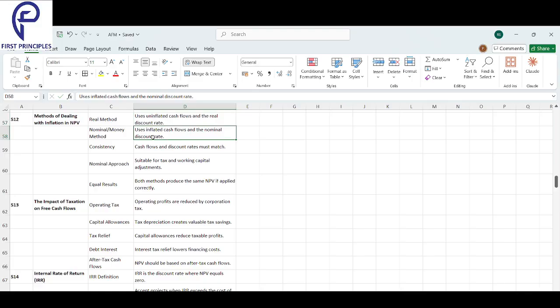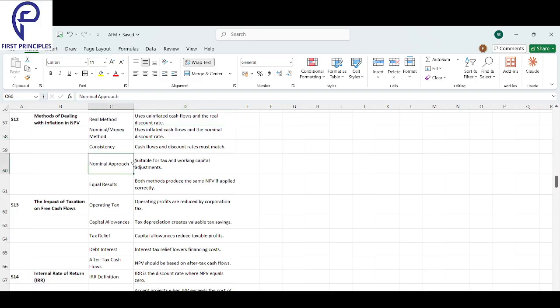Consistency: cash flows and discount rate must match. Always use real cash flows with the real discount rate, and nominal cash flows with the nominal discount rate. So your cash flows and your discount rate should match. Sorry, first, this is done. Next, there has to be consistency: cash flow and discount rate must match.